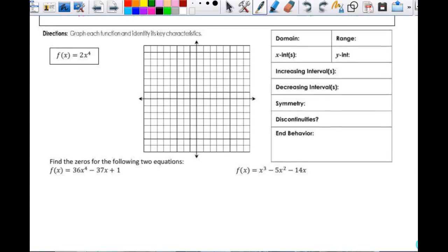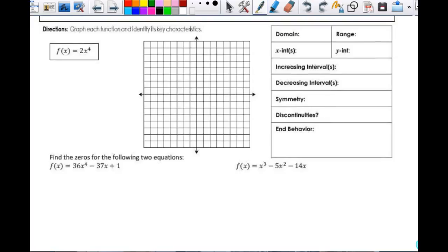Graph each function and identify its key characteristics. Okay, so this here is x to the 4th. This is an even power function, so monomial, which means I know that the end behavior looks like this no matter what. And because it's a power function, the function itself looks like a parabola. And it has a vertical stretch of 2.